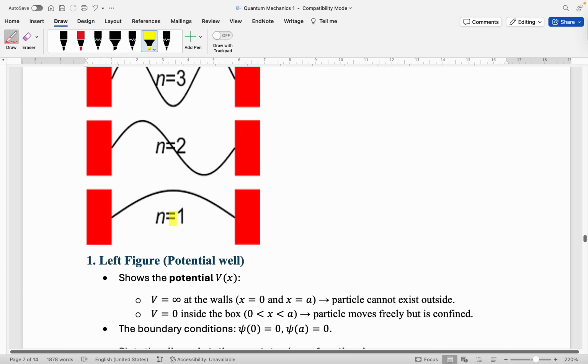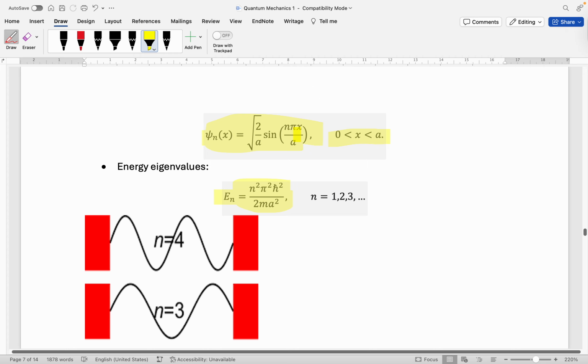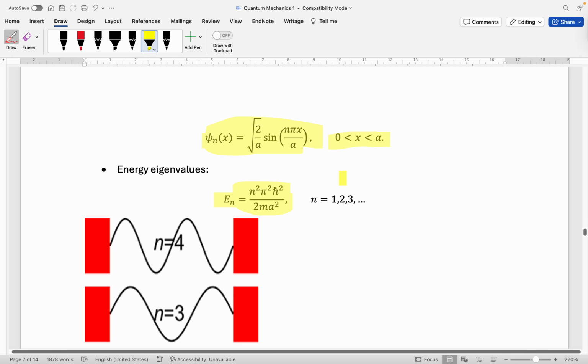If you look at the maxima, it will be at a by 2. So let's take x is equal to a by 2. This a gets cancelled, it will be n pi by 2. So n is equal to 1, if you talk about the ground state, it will be pi by 2. And sin pi by 2 is maximum. Sin pi by 2 is 1, so you get the maximum value. I hope it is not very complicated.